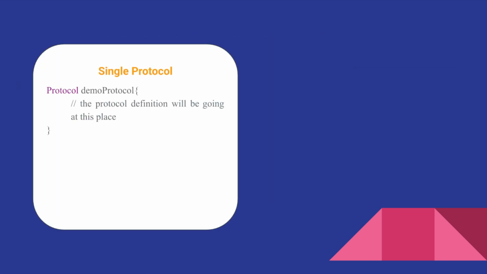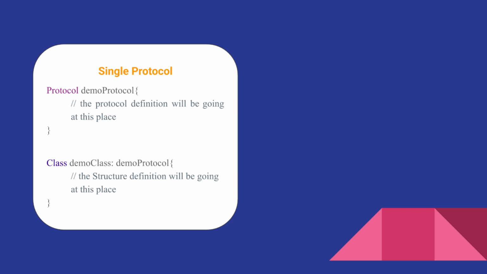On the left side, we see the basic syntax for a single protocol. We declare a protocol using the protocol keyword, here named DemoProtocol, where we outline our requirements. When a class, struct, or enum wants to adopt it, we simply use a colon after the type name followed by the protocol name. It's clean, direct, and easy to read.